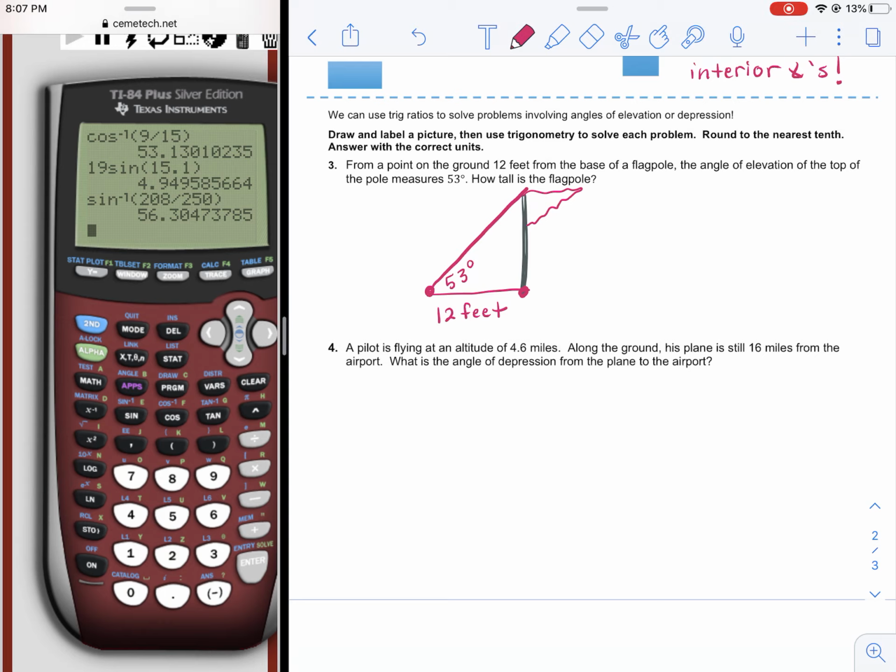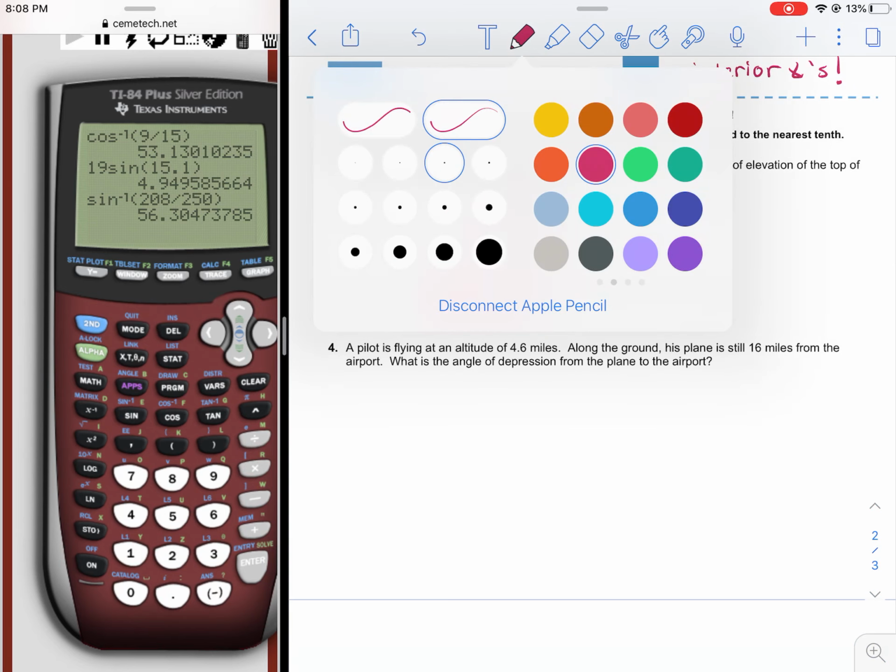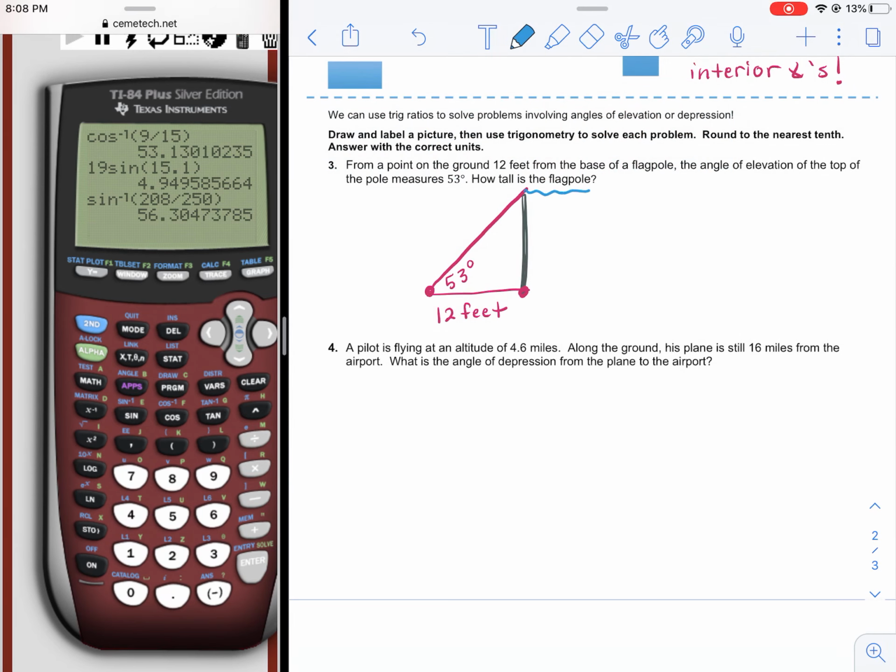So remember, an angle of elevation is formed by a horizontal line and a line of sight going up. So the question is, how tall is the flagpole? It doesn't really look like a flag. I feel like I need to fix that. Let's just go like this. All right, so the question is, how tall is the flagpole?